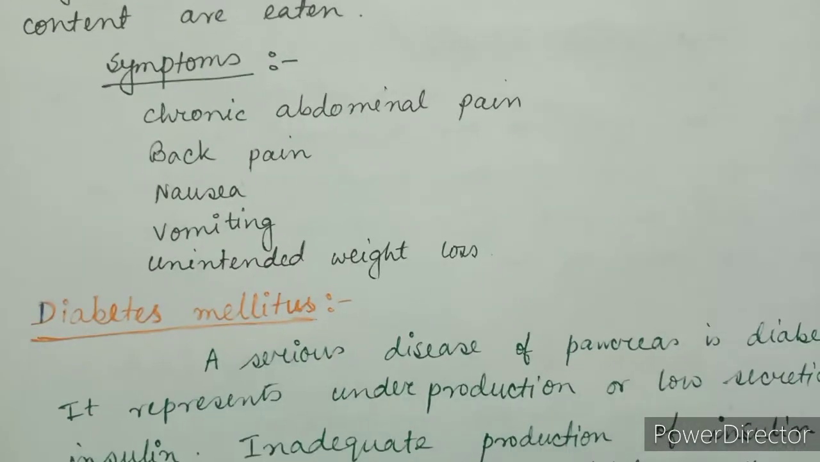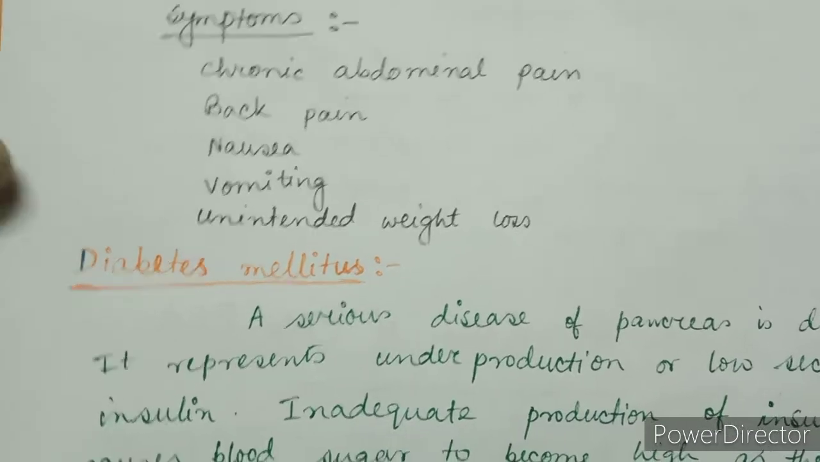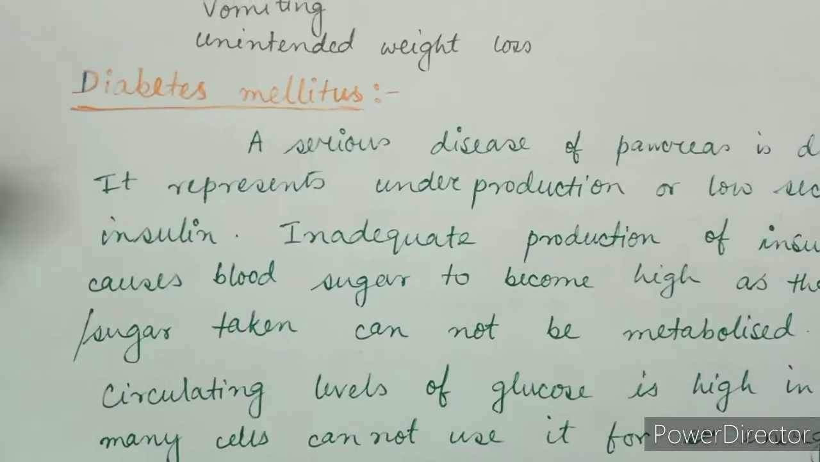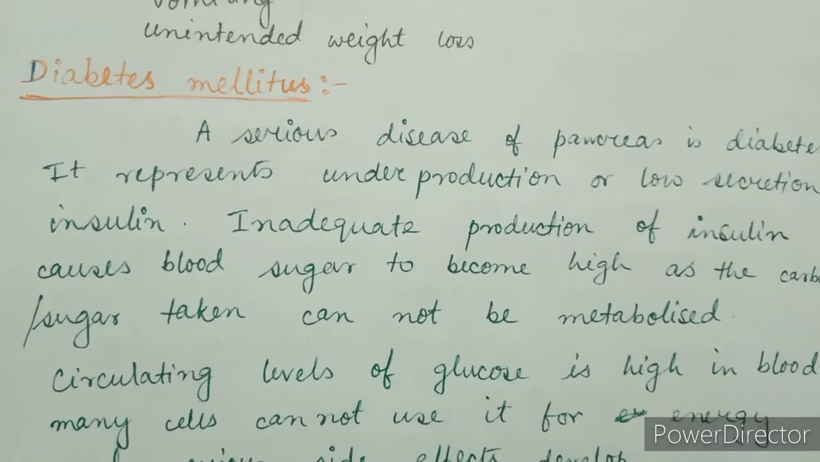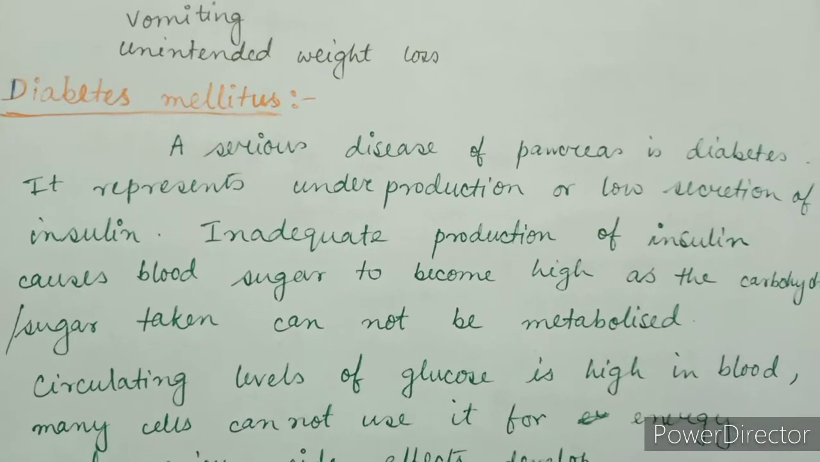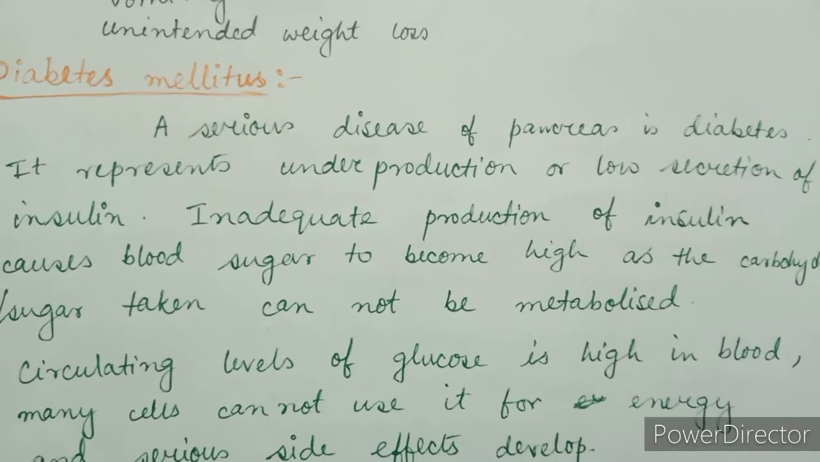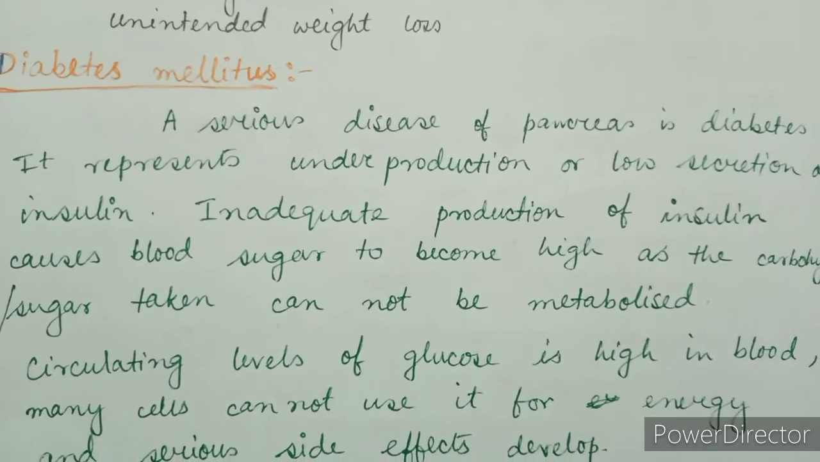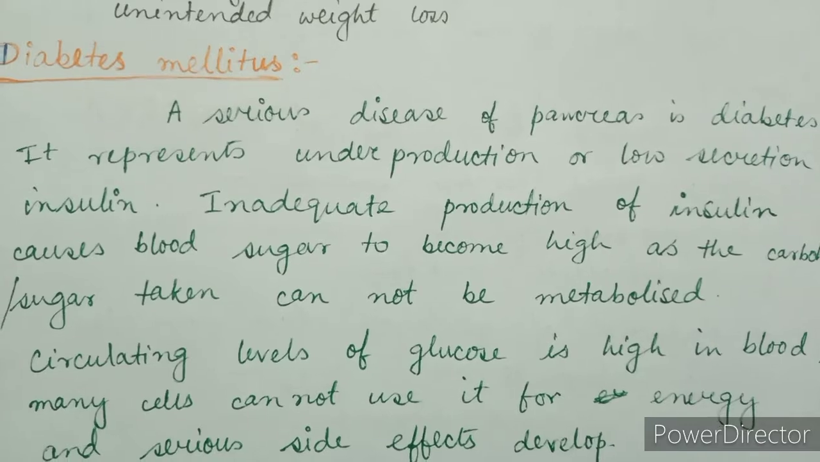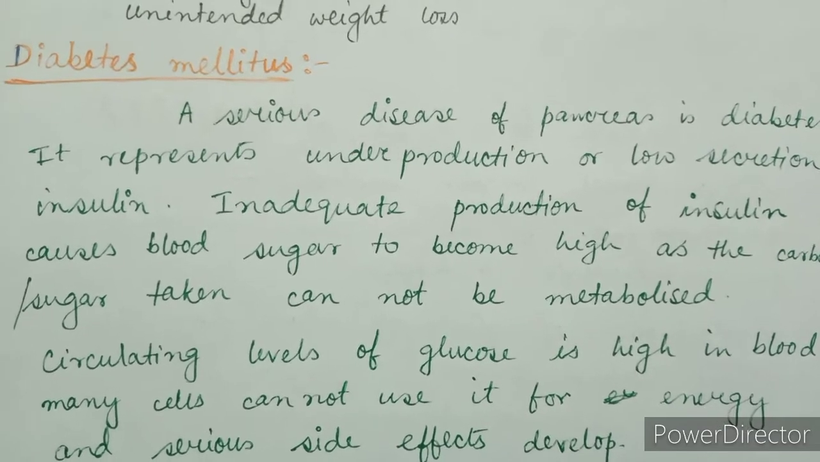The next disease of the pancreas is diabetes mellitus. It is the most severe and most common disease. A serious disease of the pancreas is diabetes mellitus. It represents underproduction or low secretion of the hormone insulin. Insulin helps to metabolize carbohydrate taken in the diet.